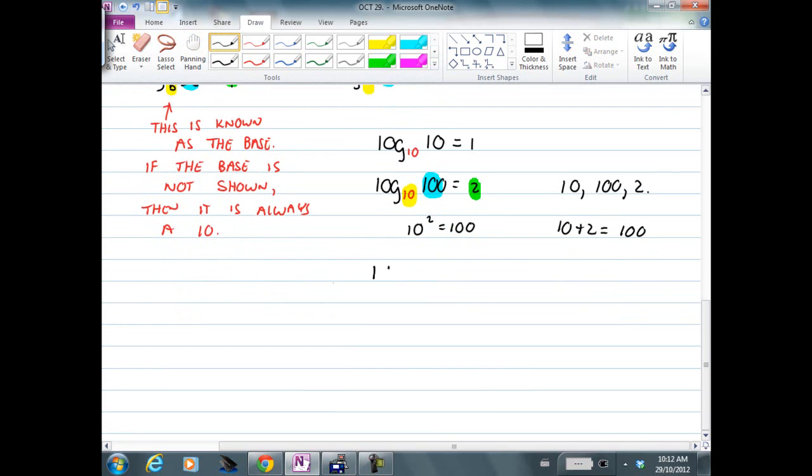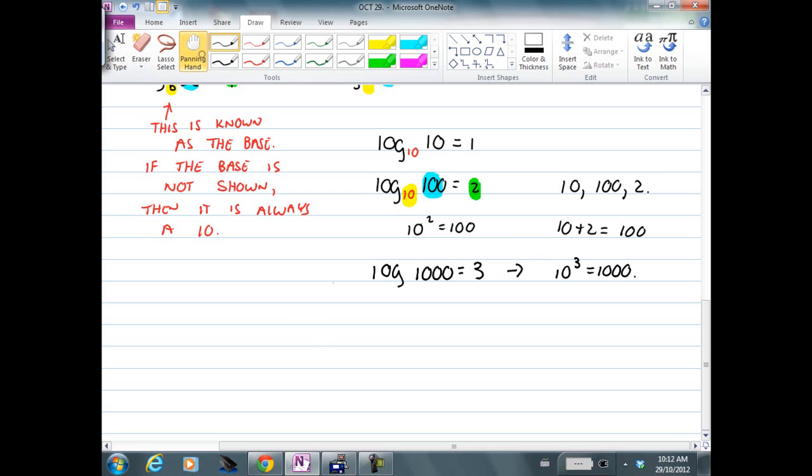Log of 1,000 equals 3. Write this using exponents. So this is known as 10 to the power of 3 equals 1,000. See the difference? We did exponents before. Now we're going to do something called logs.